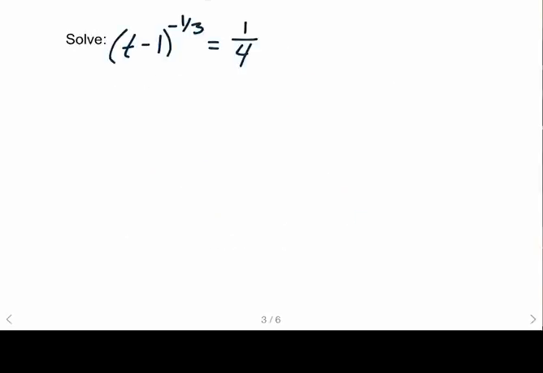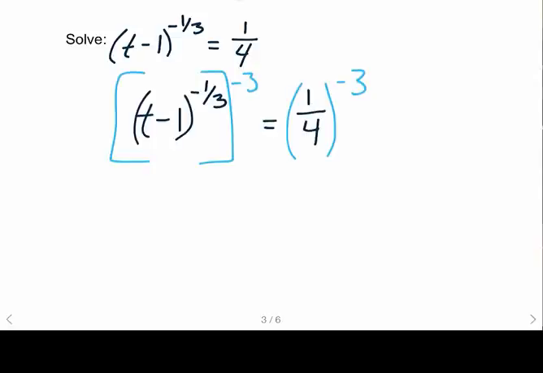Okay, why don't you solve this one? t minus 1, the quantity to the negative 1/3, is equal to 1/4. So in keeping with what we've done before, I've raised both sides to the negative 3rd power. What that's going to do on the left-hand side is multiply negative 1/3 by negative 3. That'll give us an exponent of 1 for the base of t minus 1. In other words, we get rid of the parentheses.